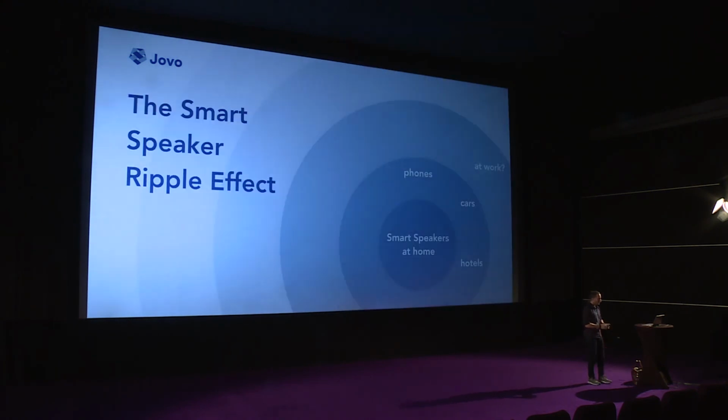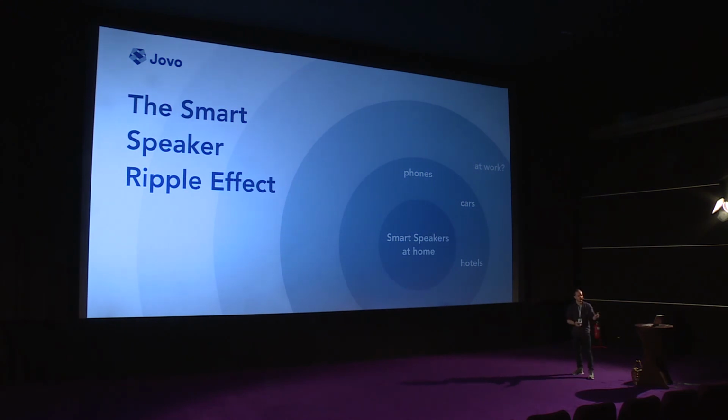And what I just mentioned with my cousin was what I think could be called a smart speaker ripple effect, where once we are expecting stuff like that, like talking to Alexa or Google Assistant easily at home, we expect it more and more also outside.